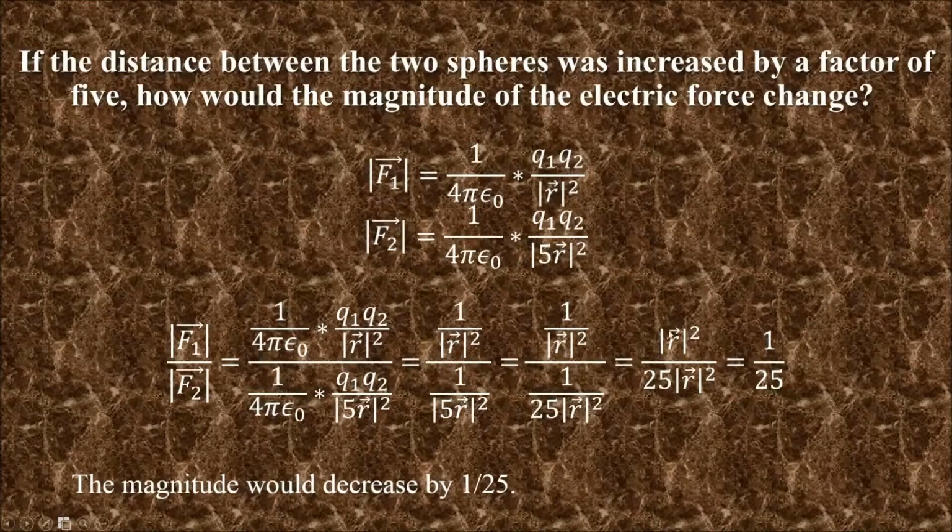After doing some algebra, we get the magnitude of r squared divided by 25 times the magnitude of r squared, and the two magnitudes squared cancel out to get 1/25, which means that the magnitude of the net force would decrease by a factor of 1/25. This makes sense since the distance term is in the denominator, so as the distance goes up, the force should decrease, since as the denominator goes up, the result goes down.